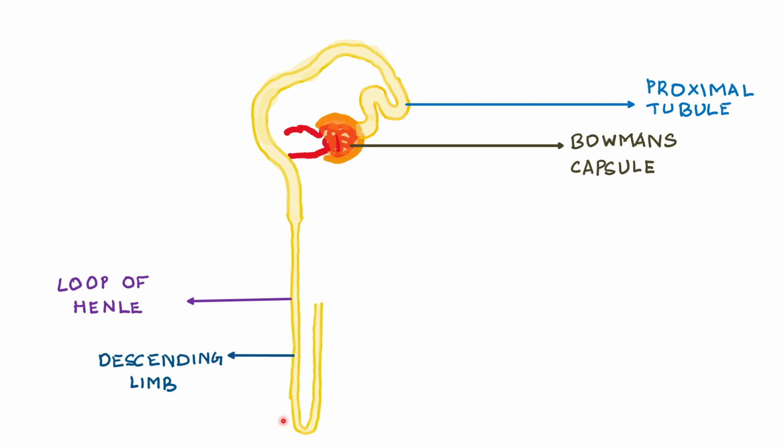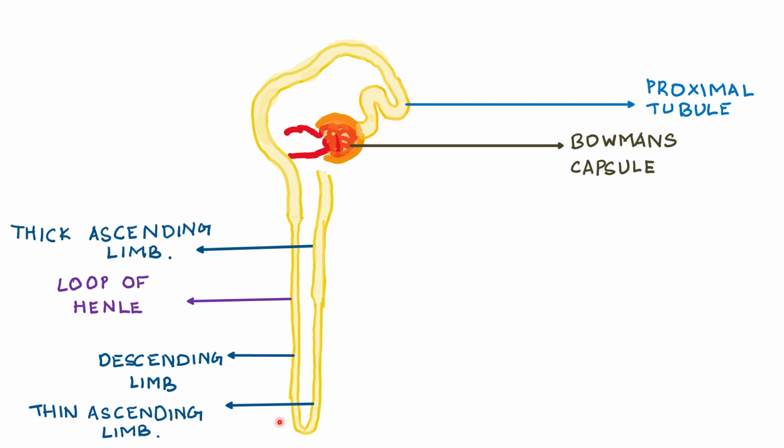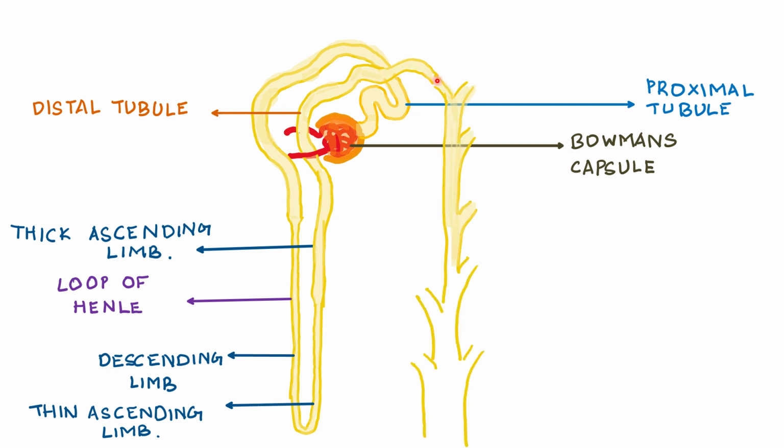Basically, the descending limb is actually thin only, but the ascending limb has got a thin ascending part as well as a thick ascending part. And it is in this thick ascending part that we've got the juxtaglomerular apparatus. Then we've got the distal convoluted tubule or the distal tubule, which then joins the collecting duct via the connecting tubule. So the small part here which connects the distal tubule to the collecting duct is called the connecting tubule.